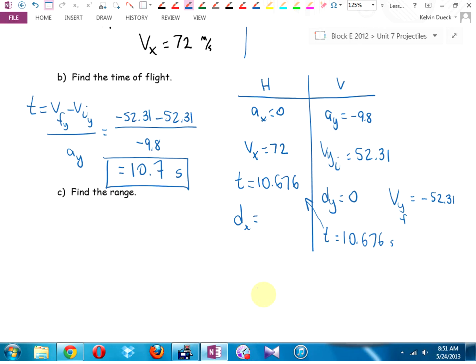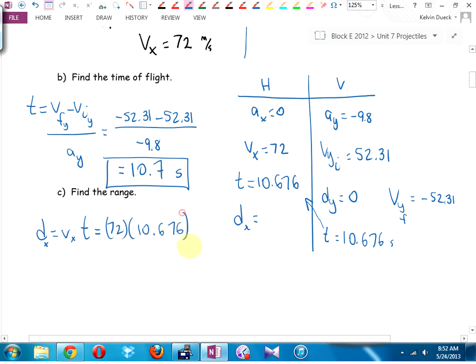Yeah, you got to wake your brains up in the morning, I know. Now, as far as nature is concerned, it's a horizontal projectile, just like we did yesterday. It's going to be D equals VXT. Why didn't I bother writing the plus a half AT squared? A is 0. In fact, this is plug and chug. It's going to be 72 times 10.676.